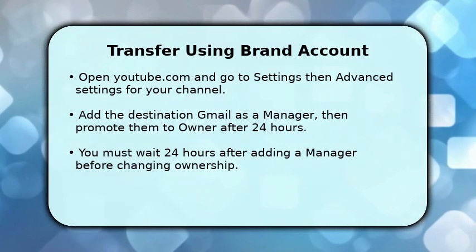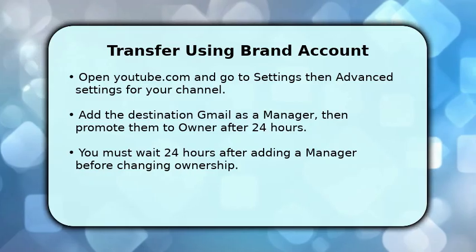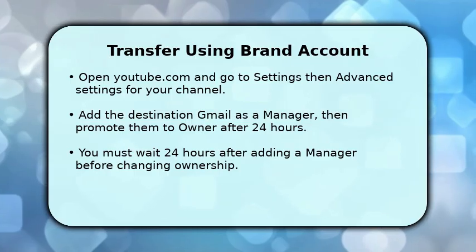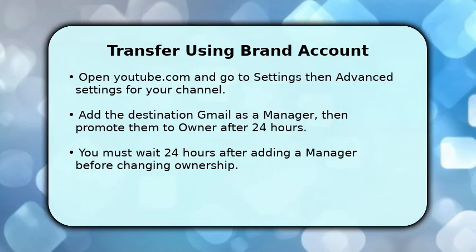Start at YouTube.com and click your profile, then Settings to access channel settings. Choose Advanced Settings, then click Move Channel to a brand account if needed. If the channel already uses a brand account, open brand account details in My Account.